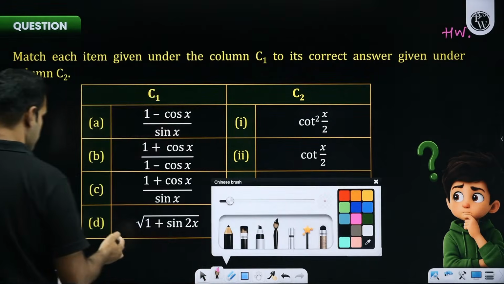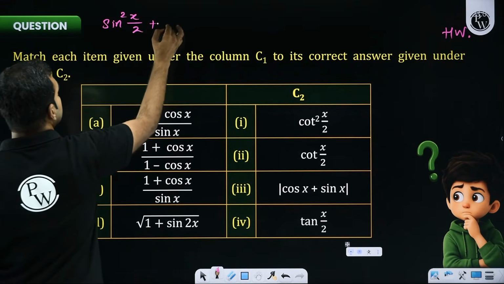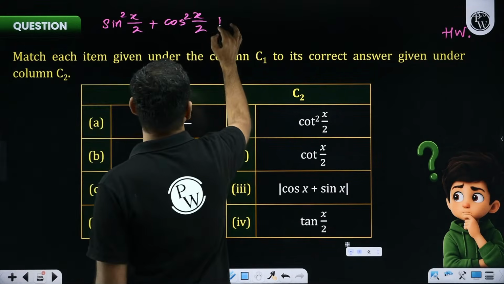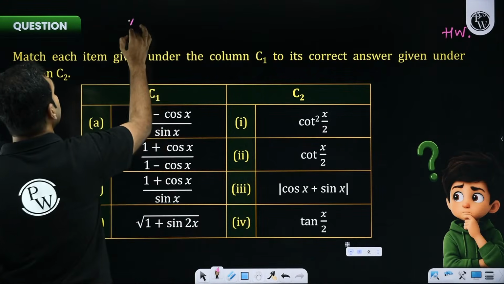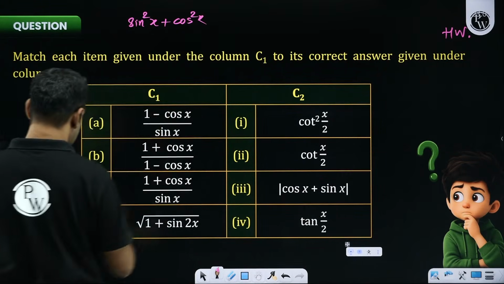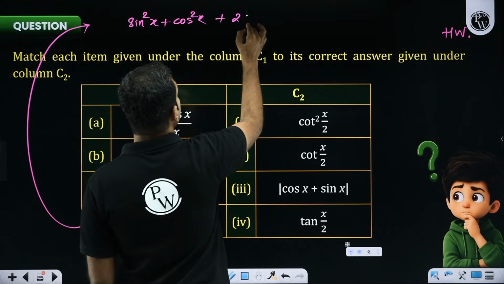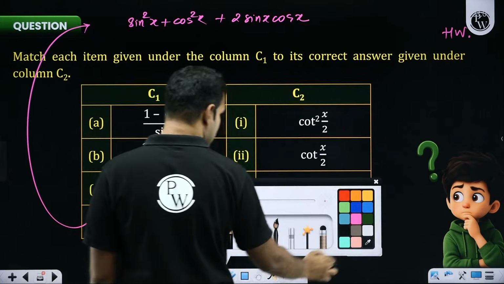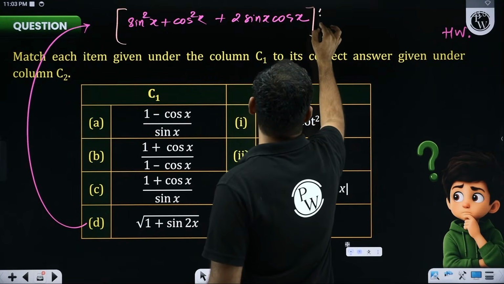I'll share the approach. 1 I am writing as sine square x plus cos square x. This is option D I am doing here. Pay attention, everyone. And sine 2x I am writing as 2 sine x cos x. And there is an under root over it, which means power 1 by 2 is there. So this whole thing is raised to power 1 by 2.